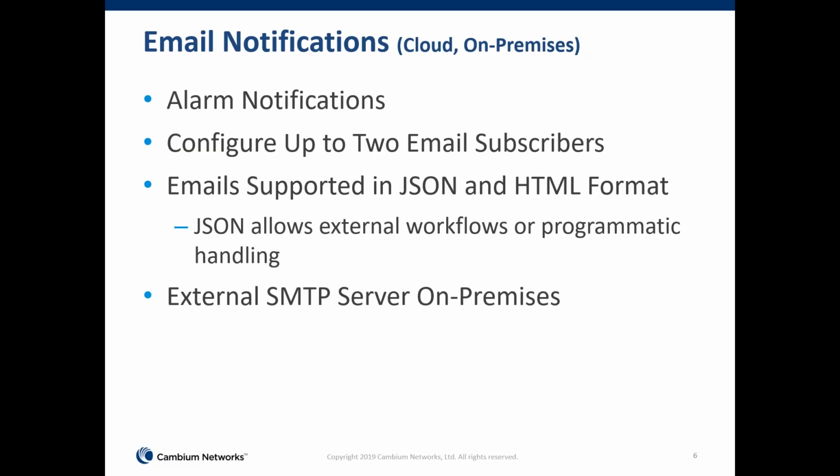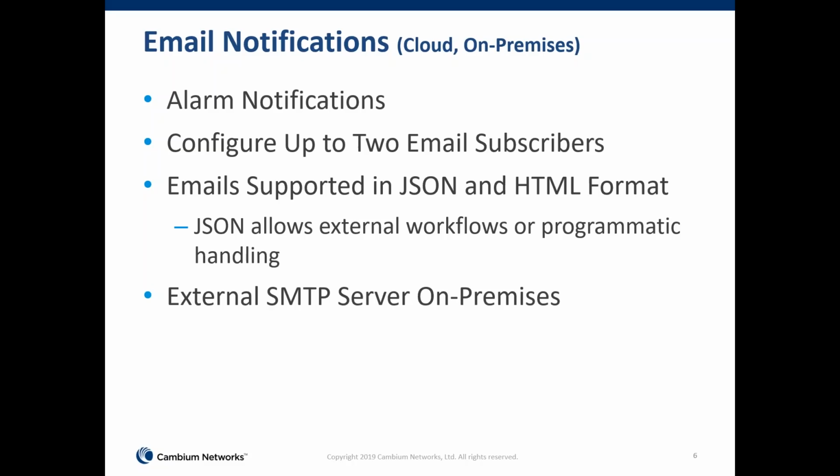With the JSON format, you can create external workflows, or you can handle the email automatically. So we are going to write an article about it in a few days on how you can utilize this feature to create external workflows. This feature needs you to configure an external SMTP server for the on-premises. So probably let me do it this way. I will just immediately demo the feature as I speak, so that it will be easy for you to track it.